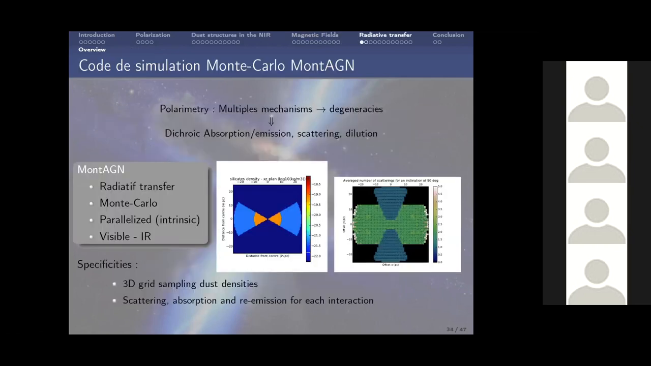So now I'm going to move on to finish, if I still have time for that, with the radiative simulation code I've been using and developing in Lysia over the past 5 years.